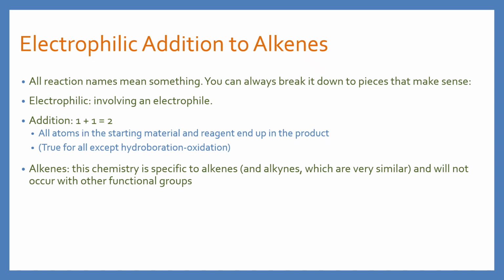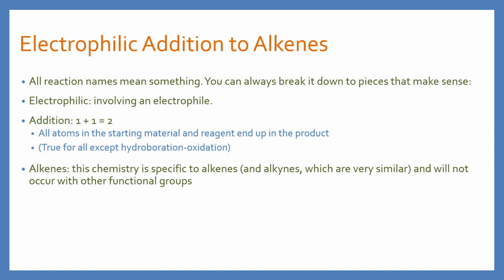And typically when I teach a new organic reaction, I like to break down the name because all reaction names actually mean something, even though they sound like a bunch of gibberish. So we break it down into pieces in order to explain the overall meaning. So the first word, electrophilic, means we are going to involve an electrophile. If you do not have a species that can behave as an electrophile, this reaction will not move forward.